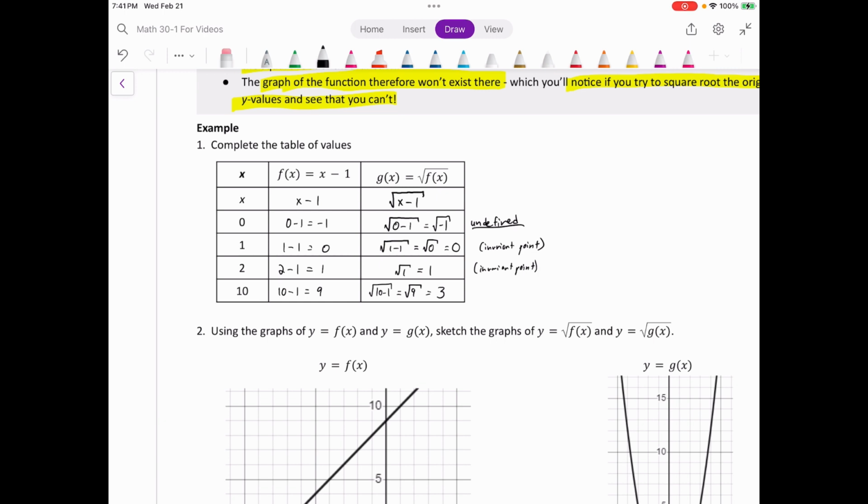So that's not an invariant point. That one definitely changed, right? The original point was at 10, 9. Now, on the square root of this function, it's at 10, 3.